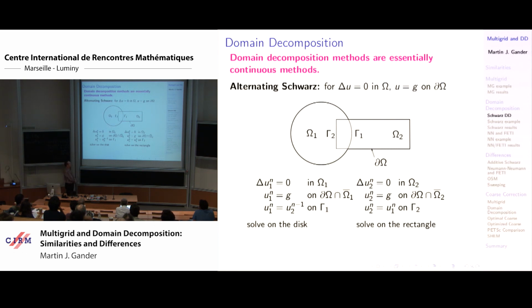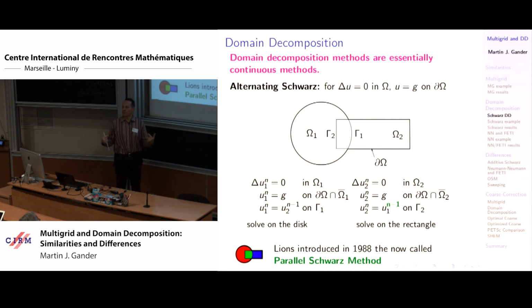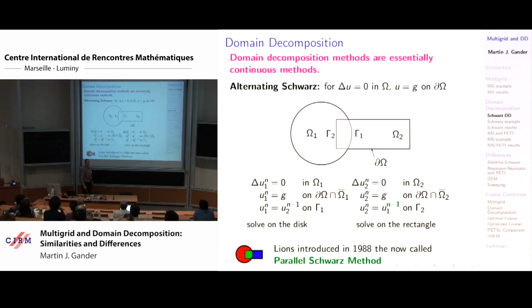It's not a parallel method. It's a sequential method. You solve left, right, left, right. But Lions, about 100 years later, introduced the idea to just start on both domains with some data, 0. And you solve on both domains. Then you exchange. You solve on both domains, you exchange. And then it's parallel. And you can imagine if you have many subdomains, you can use many processors. That was the idea of Lions to introduce this change. So this is the parallel Schwarz method of Lions, whereas the other method was the alternating method of Schwarz.